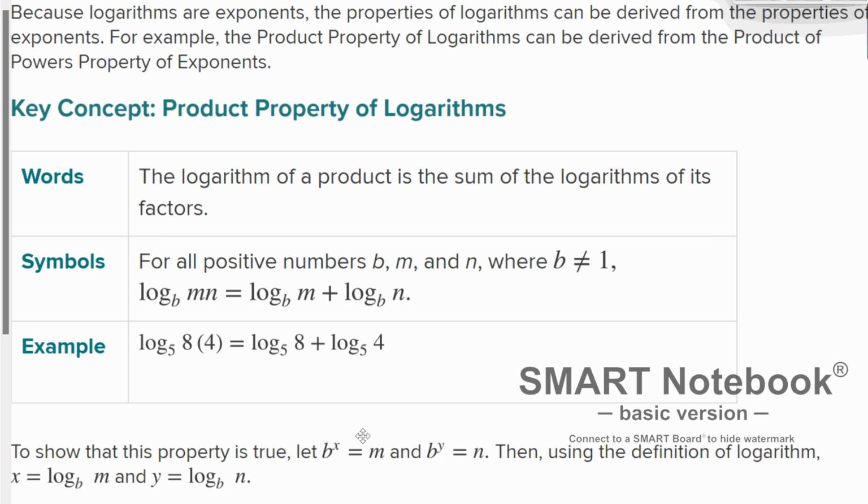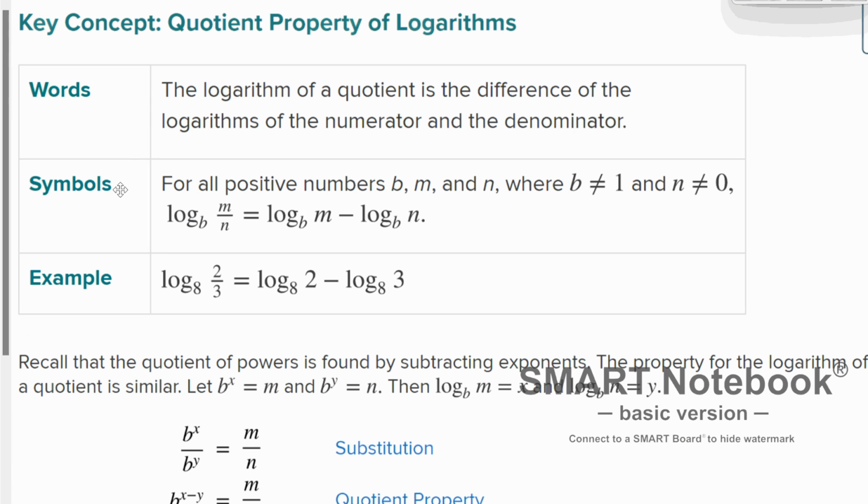It's kind of like exponent properties. When we multiply by the same base, we add exponents. When I'm taking the log of a product, I can separate that into the addition of two different logs. So let's go look at an example.